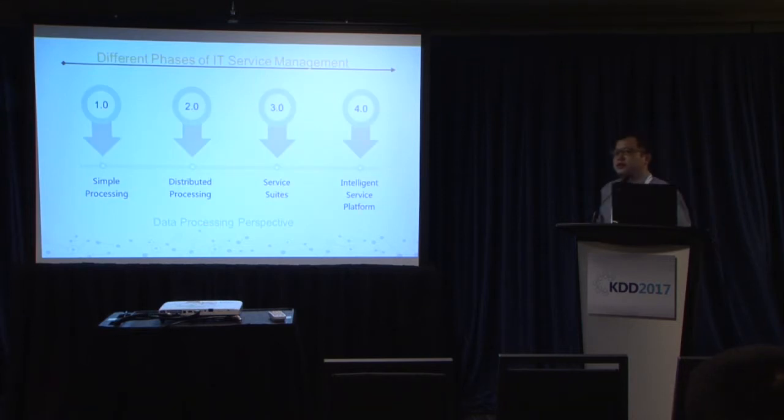If we look at the different phases of service management, we can roughly divide it into four phases. The first one corresponds to simple processing. Phase two corresponds to distributed processing. Phase three is where we have many different software packages and tools. And phase four is more like adding intelligence to the software. So those are the different phases from the data processing perspective.